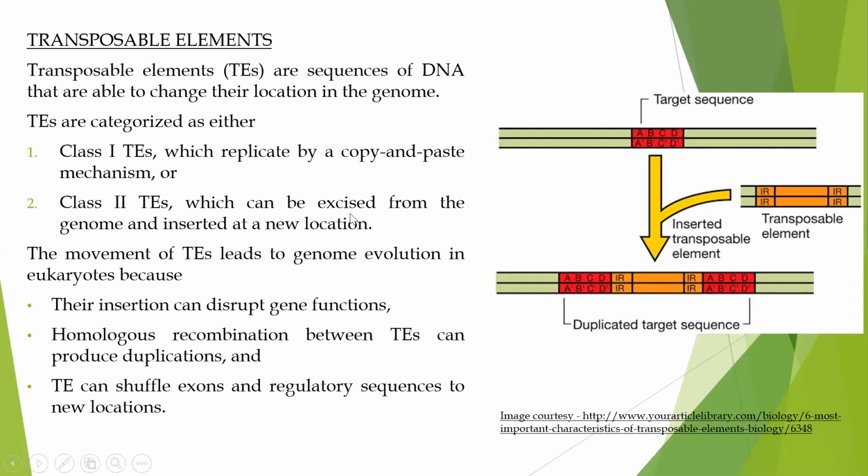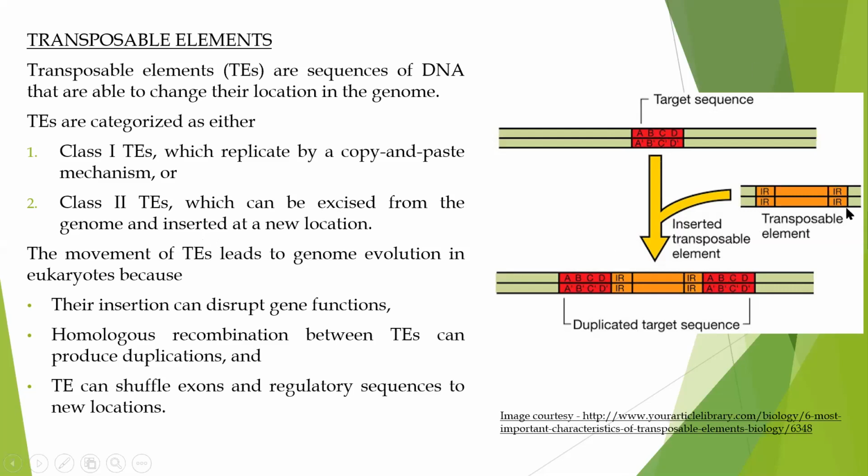They get removed from one part of the DNA, move from that location, and insert themselves into a new location. So there is no formation of a copy. It is simply removal of that transposon from that side of the DNA, and then it gets inserted into the new location. So the movement of these transposons in the genome involves two mechanisms. The first is called the copy and paste mechanism. The second is called excision and insertion.